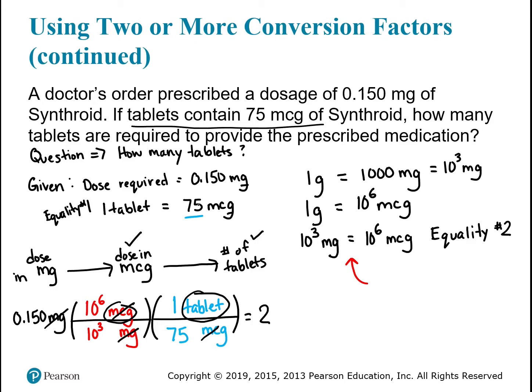However, with the tablet, we've got this 75 micrograms. And that has 2 sig figs. And of course, the dose required has 3 sig figs. If that's what our calculator displays, we need to represent 2 with 2 significant figures. Add a significant 0.